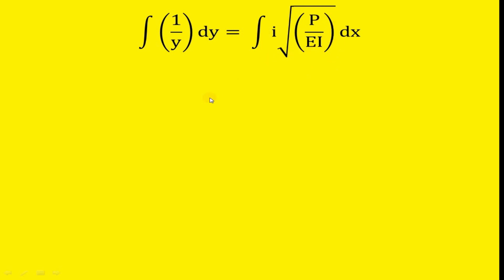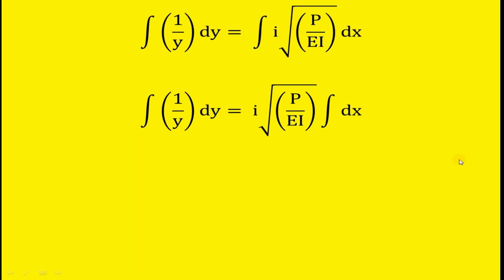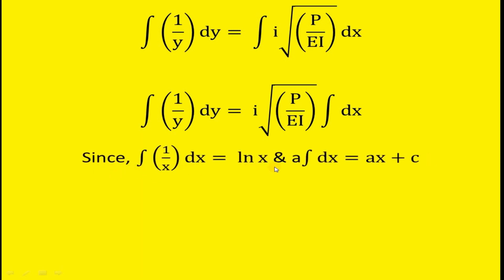Okay. So the next step will be integration of 1 by y dy is equal to i square root of P by EI integration of dx. We know that integration of 1 by x dx is log x. So similarly, integration of 1 by y dy is log y. In the same way, integration of a dx is ax plus c. So similarly, i square root of P by EI integration of dx will be i square root of P by EI x plus c, where c is an arbitrary constant.